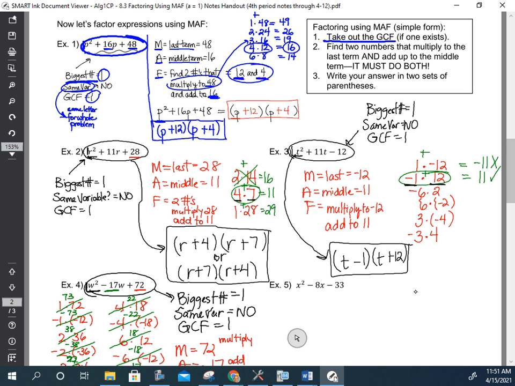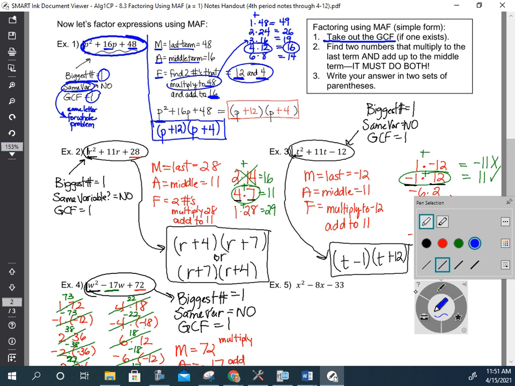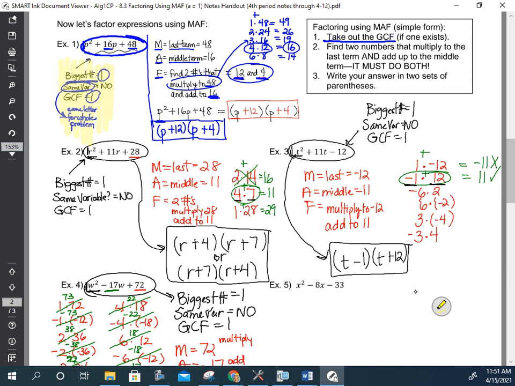So MAF is a 3-step process. Let me take out my highlighter, highlight 3 steps. First step is to look for the greatest common factor. So the greatest common factor is find the biggest number, figure out if they have the same variable, and then multiply to get the greatest common factor. If the greatest common factor is 1, then you can go directly to the next step.